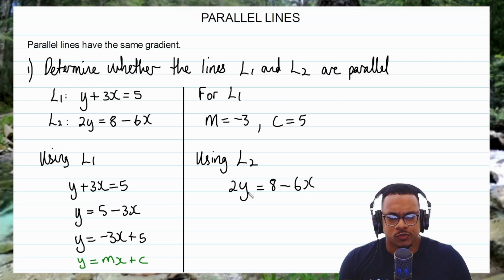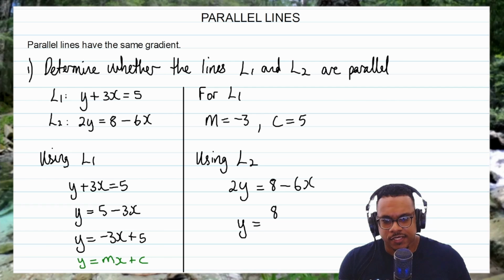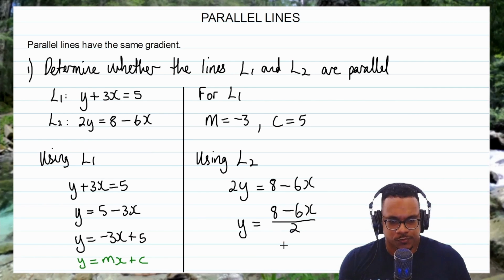So again, what we want to do is transpose for y. So I have this 2 being multiplied by the y. So I'll carry this 2 across and the operation will change from multiplication to division. So what I'll get is y is equal to 8 take away 6x divided by 2.